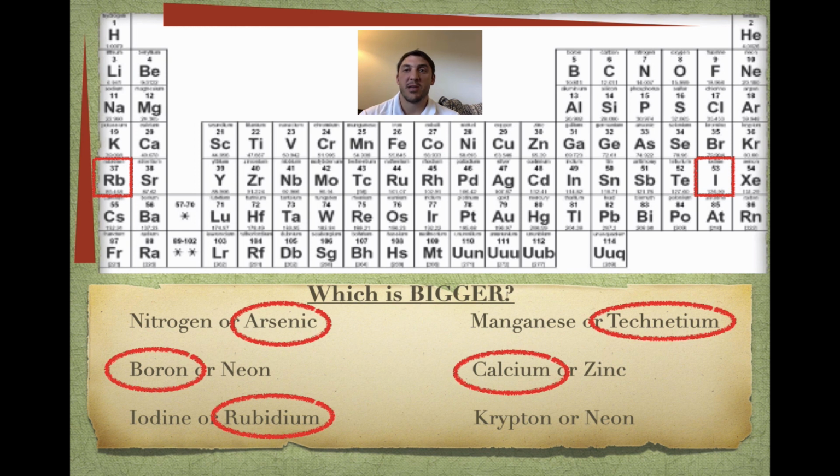And lastly, krypton and neon. Krypton and neon are both in the same family of noble gases. Whichever one has more shielding is the one that's going to be bigger. Neon is only in the second energy level. Krypton is in the fourth period. So krypton has more shielding, so it must be the bigger radius.